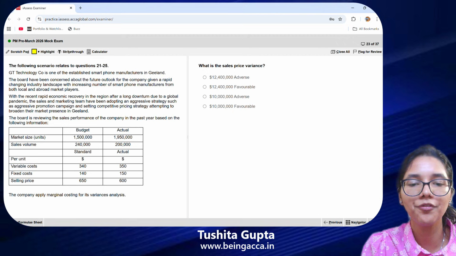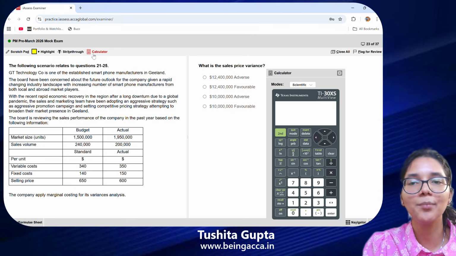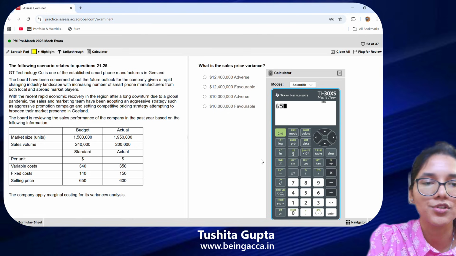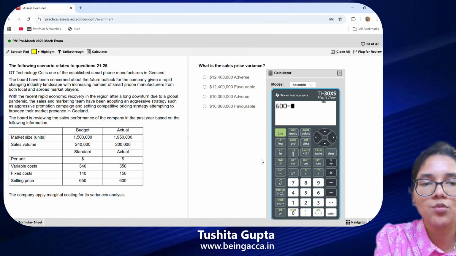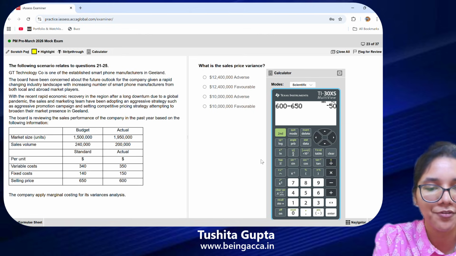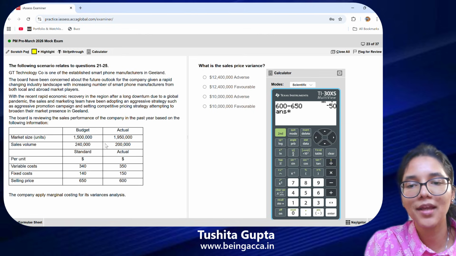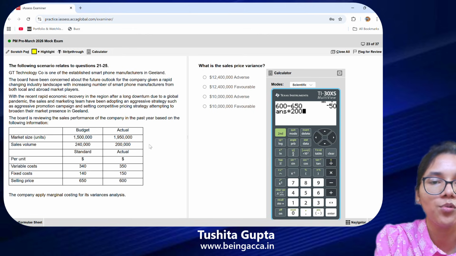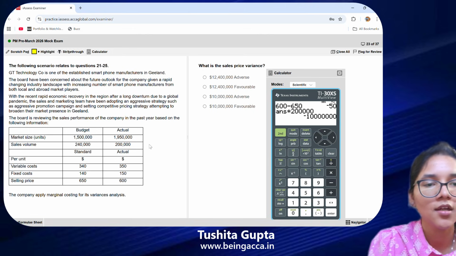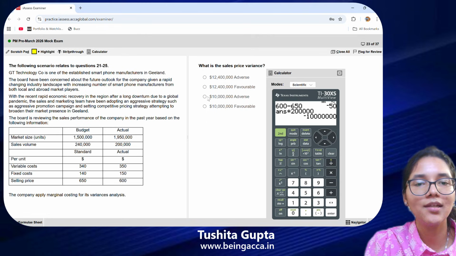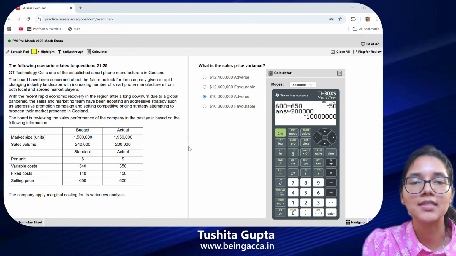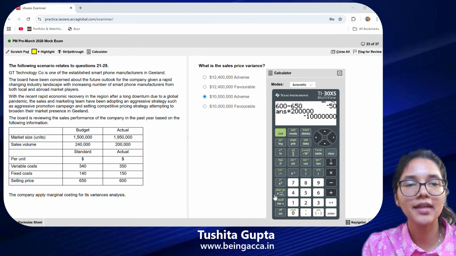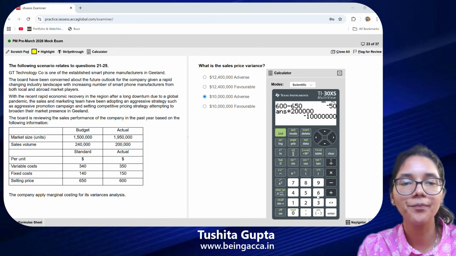Now, the formula that we have learned is you take the price difference and you multiply that by the actual quantity that you have sold. So 650, 600 is what you have sold. You should have sold for 650. Take this difference and multiply with your actual sales volume of 200,000 number of units. So this is going to come out to 10 million adverse. This is what I will mark as my final answer. All good? Should we head to the second question basis this case study?